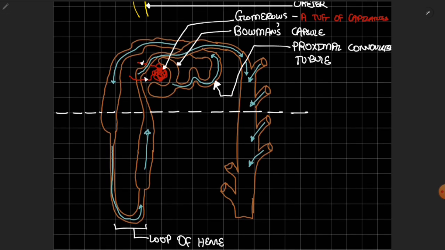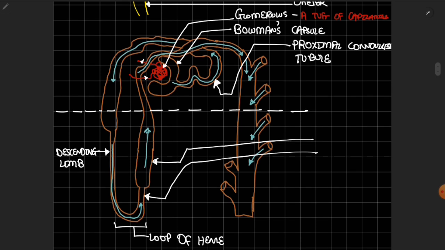okay. Now the loop of Henle consists of two parts, the descending limb, as it is descending downwards, and this is the ascending limb. So the ascending limb is divided into two parts, let me just write those two parts. This part appears thin, so it is a thin ascending limb, and this part appears thick, so it is the thick ascending limb. So thin ascending limb and thick ascending limb, okay.